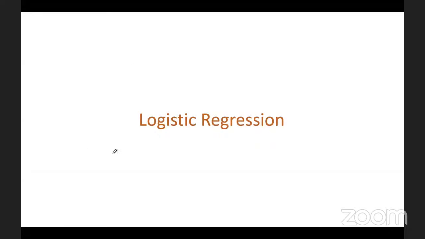Now we are going to discuss logistic regression. Let us understand the difference between linear regression and logistic regression. When do we use logistic regression, and first of all, why do we use it?